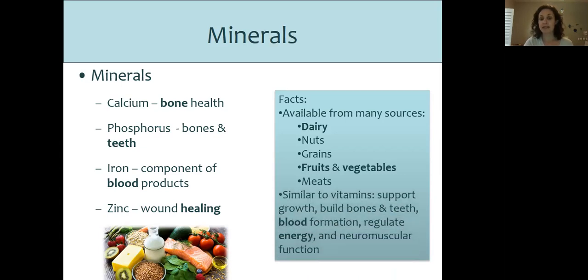And similar to vitamins, it's going to support growth, building of bones and teeth, blood formation, regulating our energy, and neuromuscular function. Again, our body uses minerals in small doses as well. Even though it says a multivitamin, a lot of times there are some of these minerals as well in those multivitamins. But again, our body uses them in small doses, so taking more than necessary is not helpful. And it's always best to get your minerals and your vitamins from the actual source, which is foods.